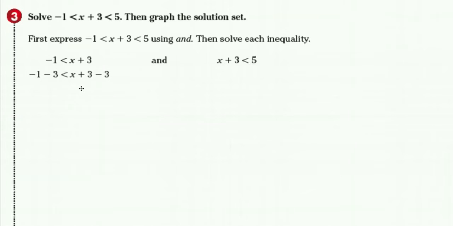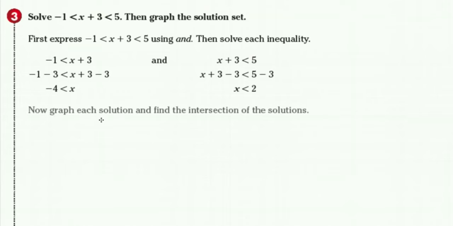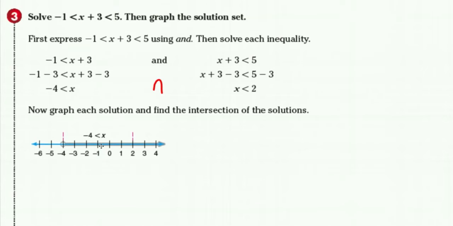So we subtract 3 from both sides, and we end up with x is greater than negative 4, or negative 4 less than x. On the other side, we subtract 3 from both sides, and then we have x is less than 2. Okay, now we graph each solution and find the intersection of the solutions. Again, when you talk about and, we're looking for the intersection between those two graphs, which means what is common to both graphs.